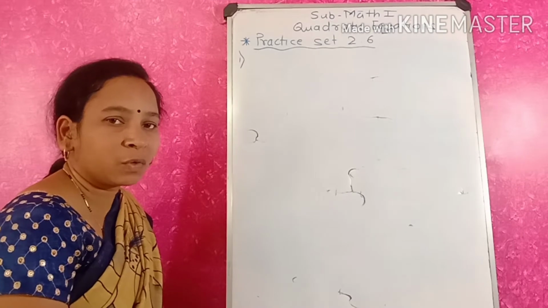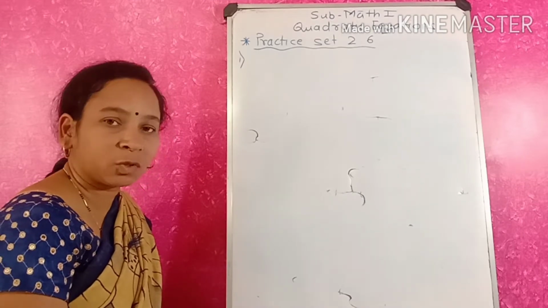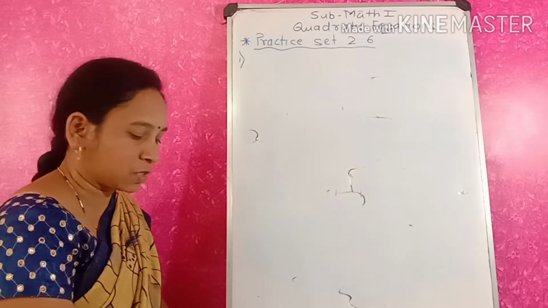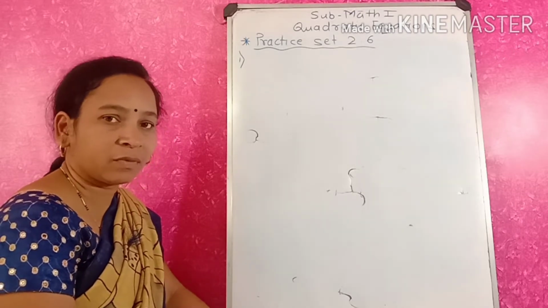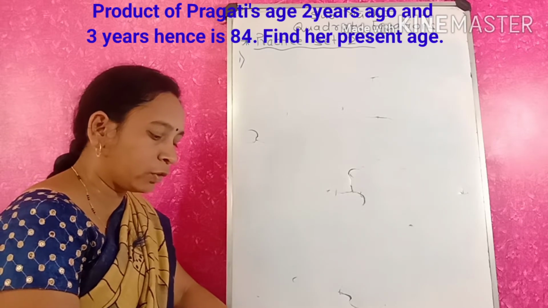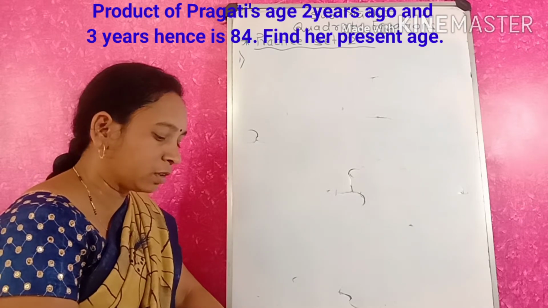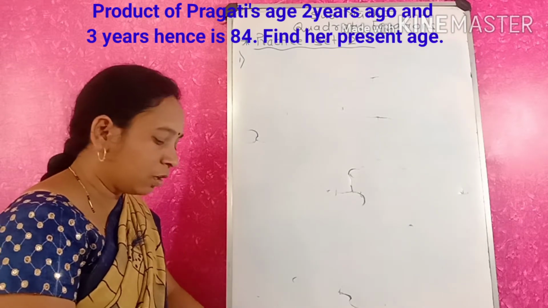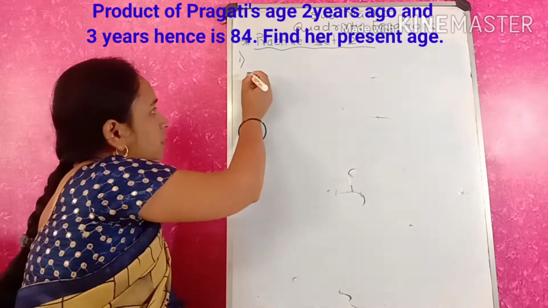Dear students, today we will start the practice set 2.6, which is the application based on the quadratic equation. So let's study the first example. Product of Pragati's age 2 years ago and 3 years hence is 84. Find the present age. Here we'll consider the Pragati's age.